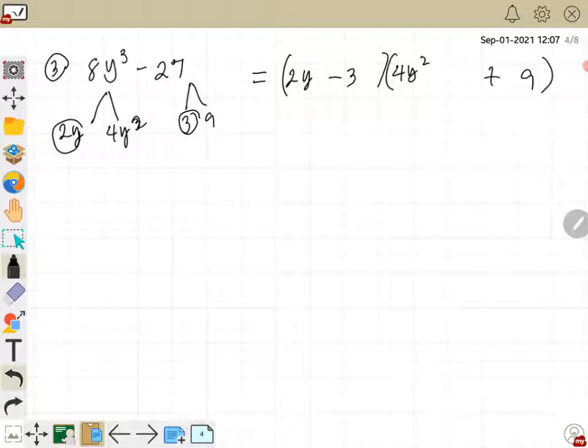What's in the middle term? Since this is minus here, that's plus here. Then let's multiply 2y and 3. That's 6y. So this is our factored form.